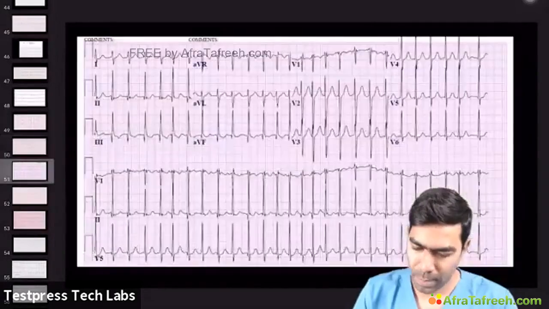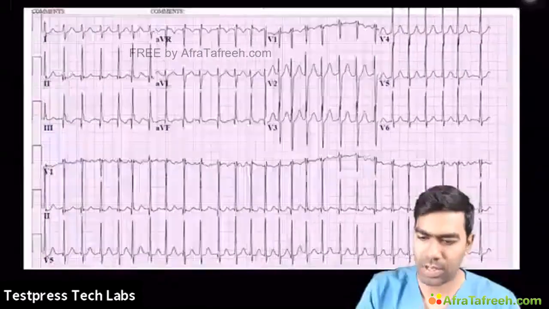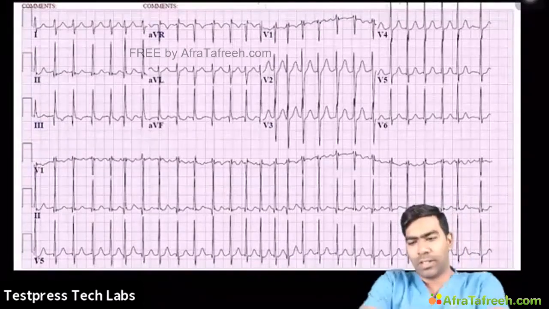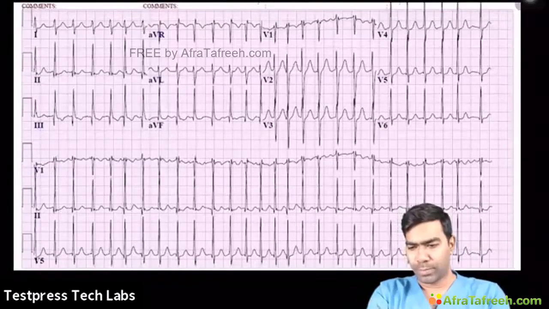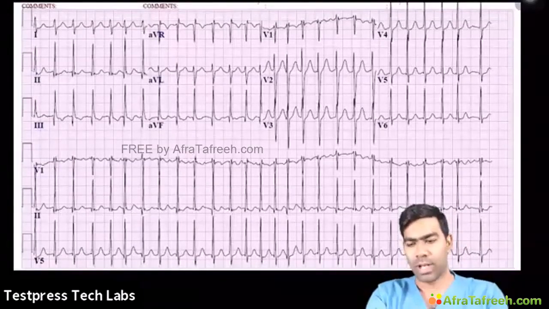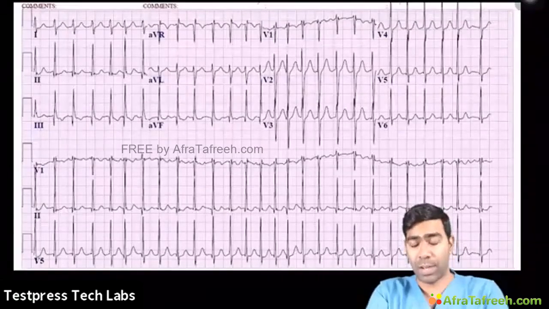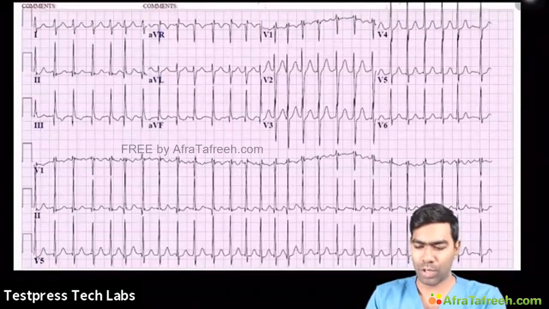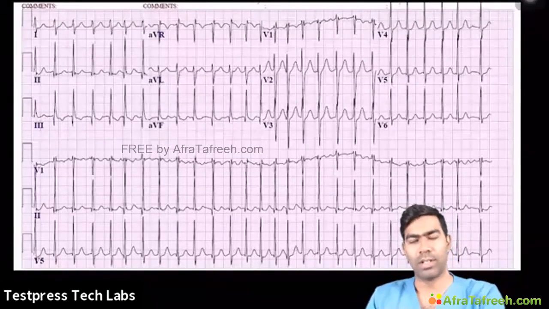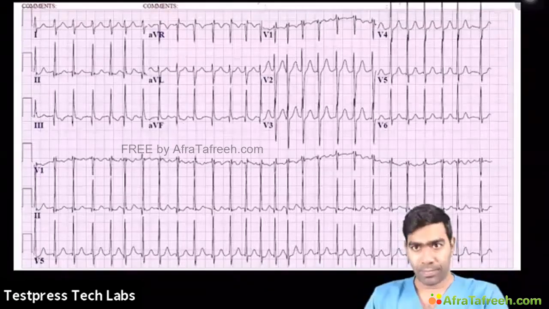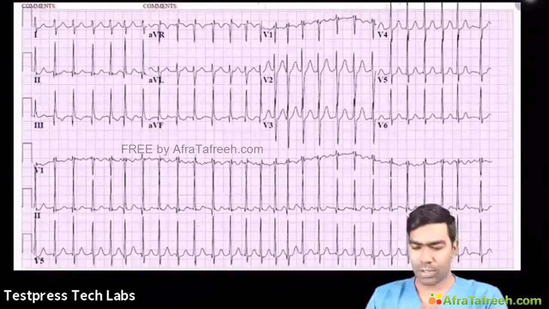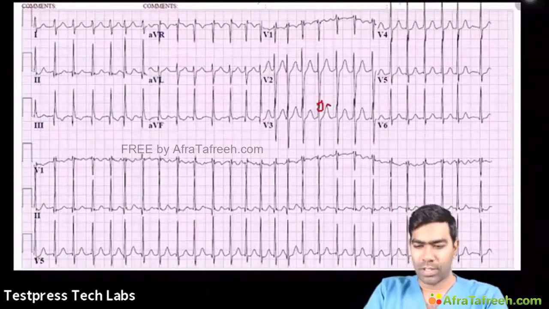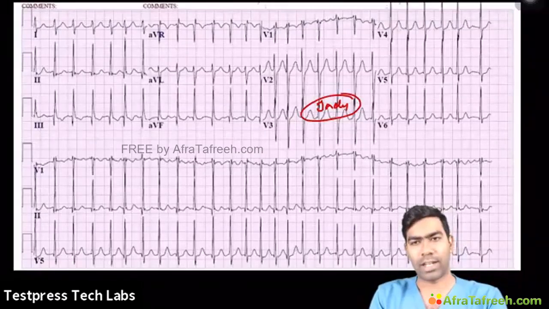Then, yes, what is this diagnosis? I mean, don't tell the diagnosis straight away. Tell me the rate first. You need not tell the rate exactly. I just want to know whether it's a tachycardia or not in the first place. So definitely it's tachy, it's less than 3 large boxes. So surely it's a tachycardia. So first, it's a tachycardia.